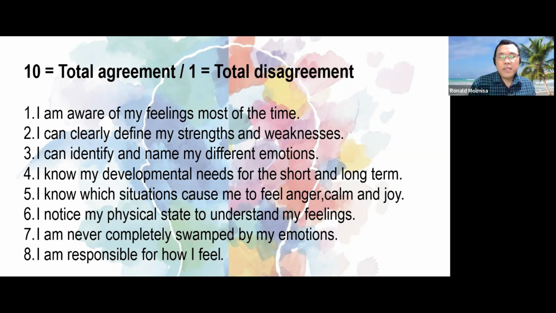Number 4, I know my developmental needs for the short and long term. Number 5, I know which situations cause me to feel anger, calm, and joy. Number 6, I notice my physical state to understand my feelings. What's happening in your body when you feel feelings. Number 7, I am never completely swamped by my emotions. Yung flooded and then you don't know what to feel, for instance.